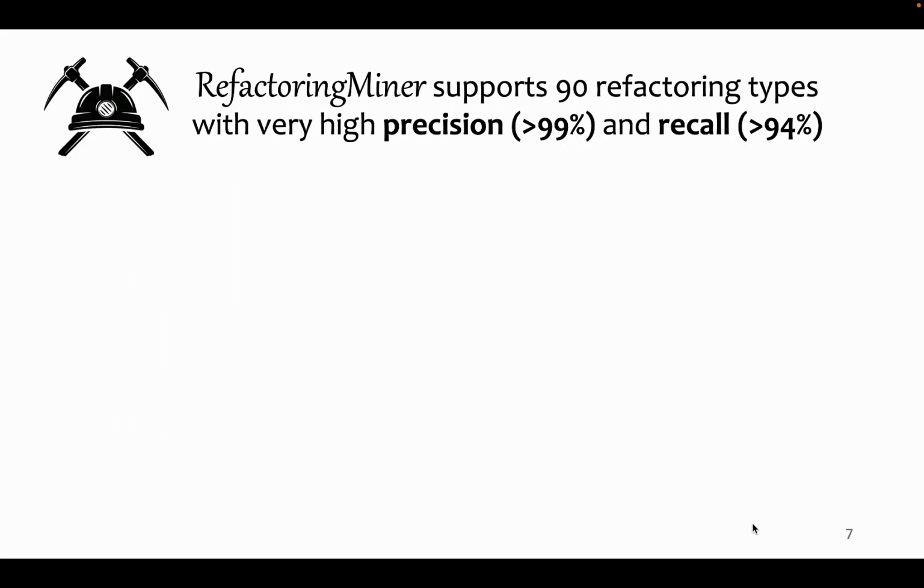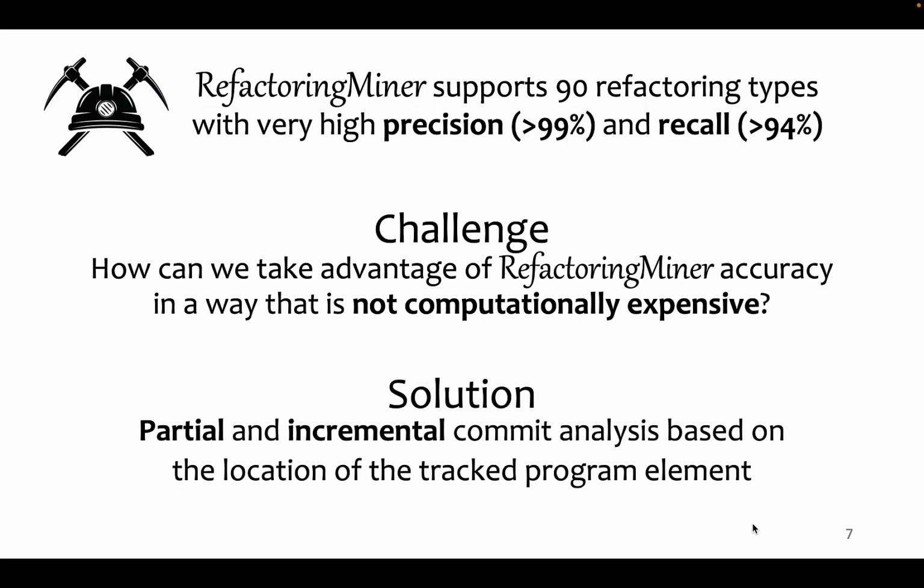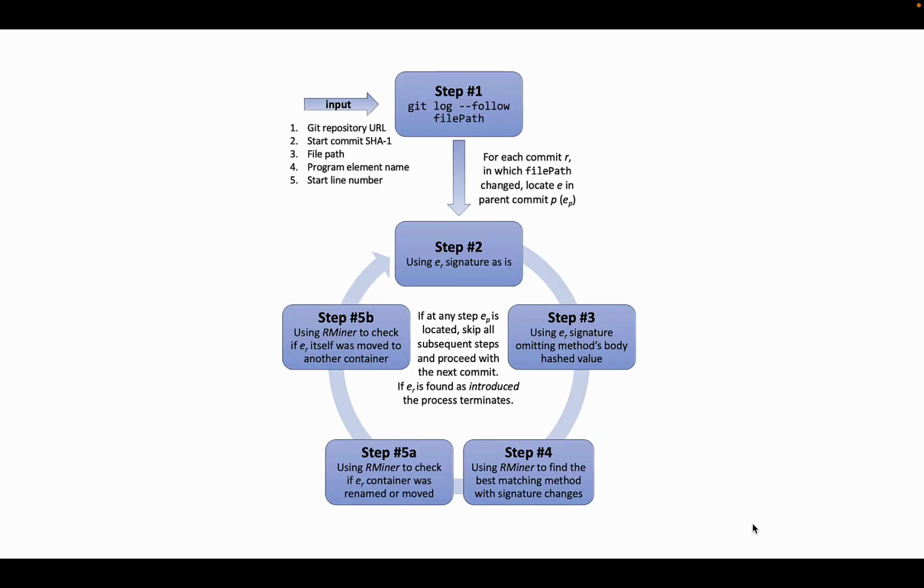In order to provide a fully refactoring-aware solution, we relied on RefactoringMiner, which is a tool developed in our group that supports over 90 different refactoring types with very high precision and recall. The challenge is how can we take advantage of RefactoringMiner accuracy in a way that is not so computationally expensive. And our solution is to apply partial and incremental commit analysis based on the location of the tracked program element. In a nutshell, our approach consists of 5 steps.